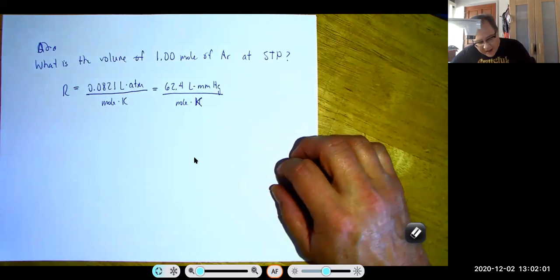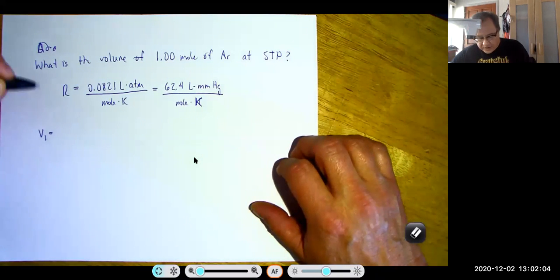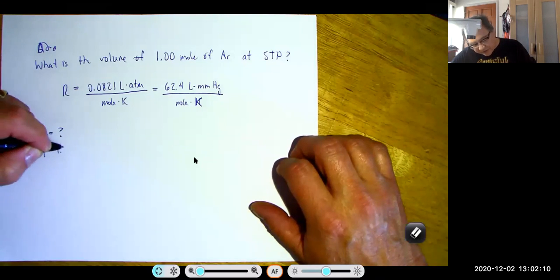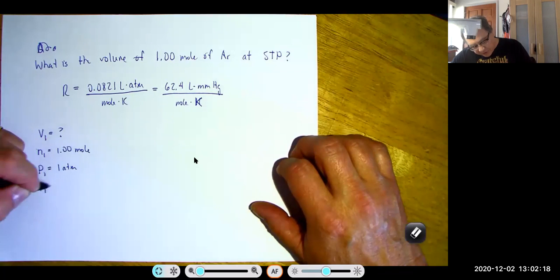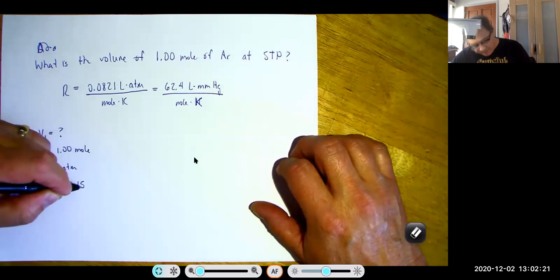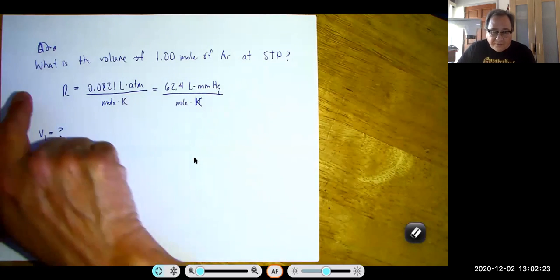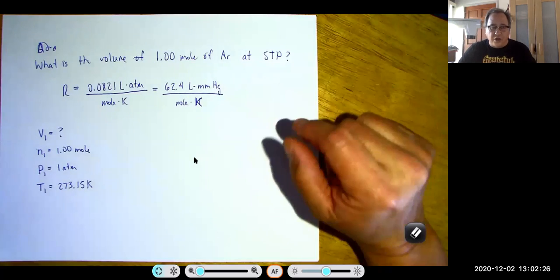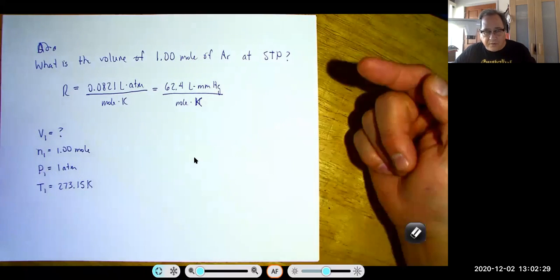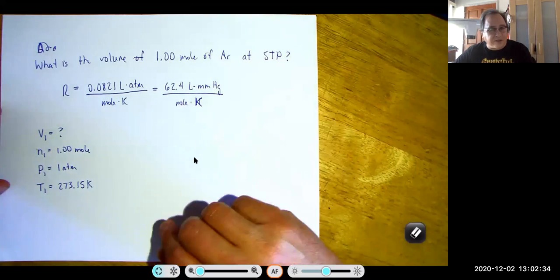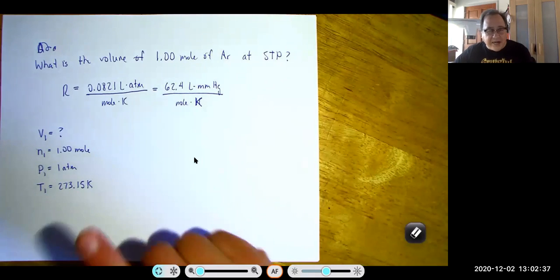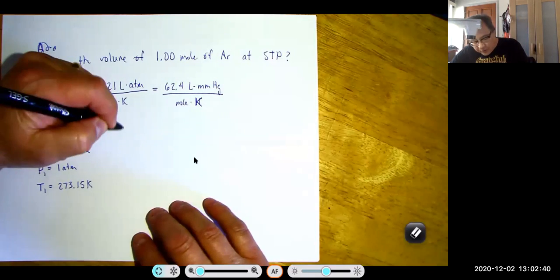Okay, in this problem, we have V1 is what we want. We have N1 is 1.00 mole. We have P1 is equal to 1 atmosphere. And we have T1 is equal to 273.15 K. Now you'll notice there is no reference to a different volume, no reference to a different number of moles, no reference to a different pressure, and no reference to a different temperature. So that means there's no change in any of these. So that means we want to use this.